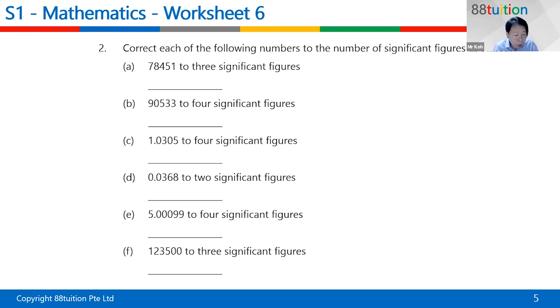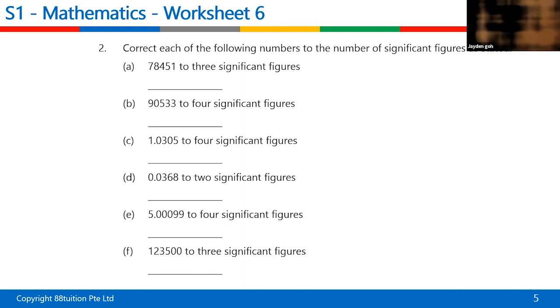So rule number 1 is all non-zero digits are significant. What's the meaning? Non-zero means as long as it's not zero, it is counted as a significant figure. Understand? Okay, so then what's the second one? It says all zeros between non-zero digits are significant.